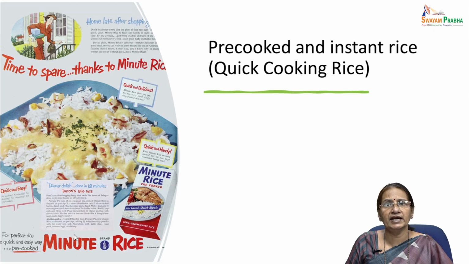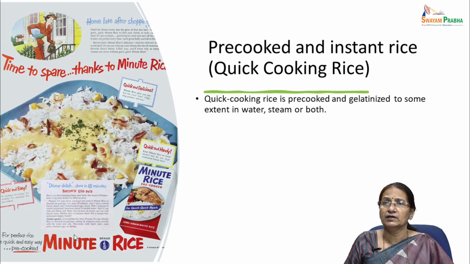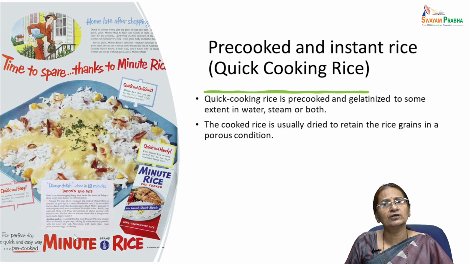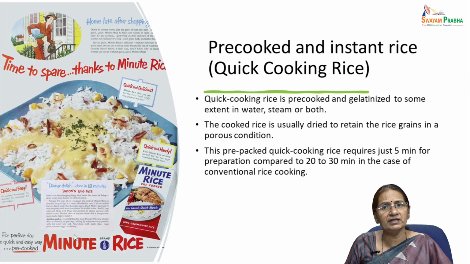Now, pre-cooked and instant rice or quick cooking rice. Quick cooking rice is pre-cooked and gelatinized to some extent in water, steam, or both. The cooked rice is usually dried in such a manner as to retain the rice grains in a porous condition. This pre-packed quick cooking rice requires just 5 minutes for preparation compared to 20 to 30 minutes in the case of conventional rice cooking.